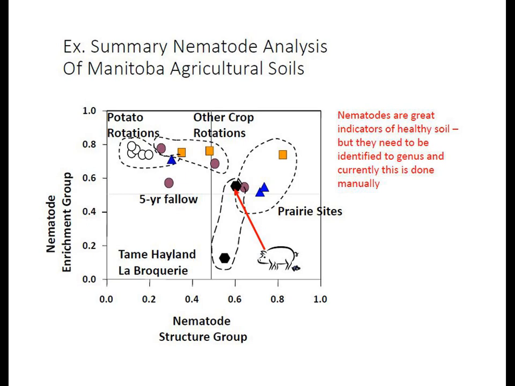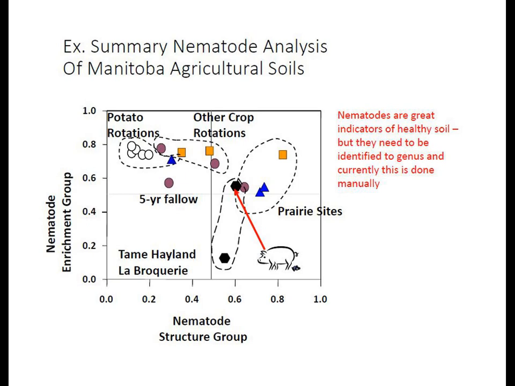And what we're seeing here is that anything to the left, based on the nematode communities, is telling us that the soil is unhealthy relative to anything to the right. Those prairie sites are much healthier in terms of soil food web. There are larger soil organisms, higher trophic levels, more diversity and so forth.